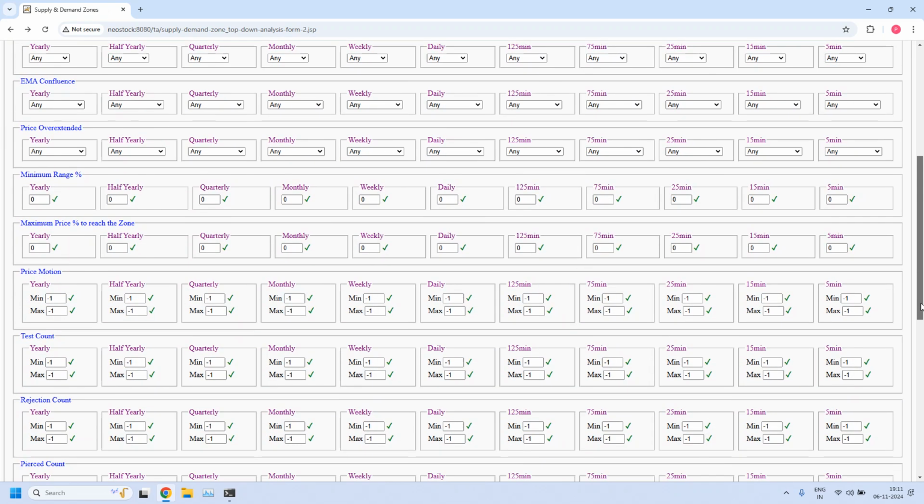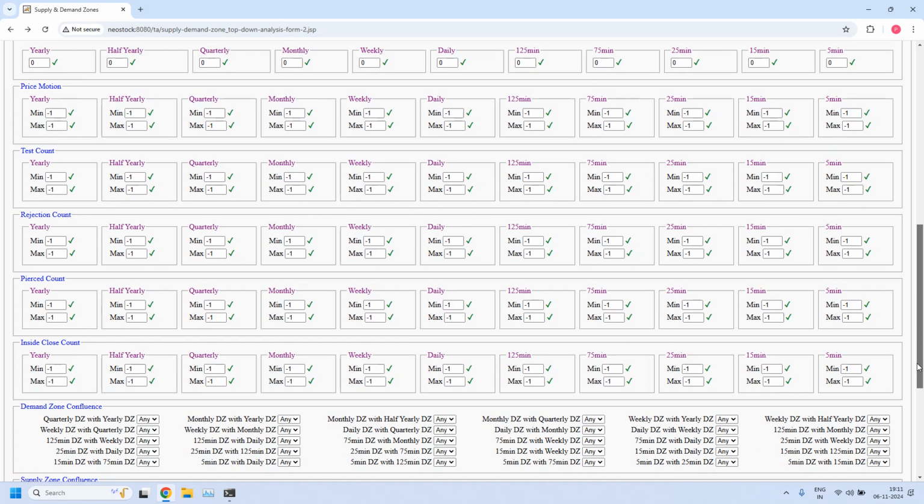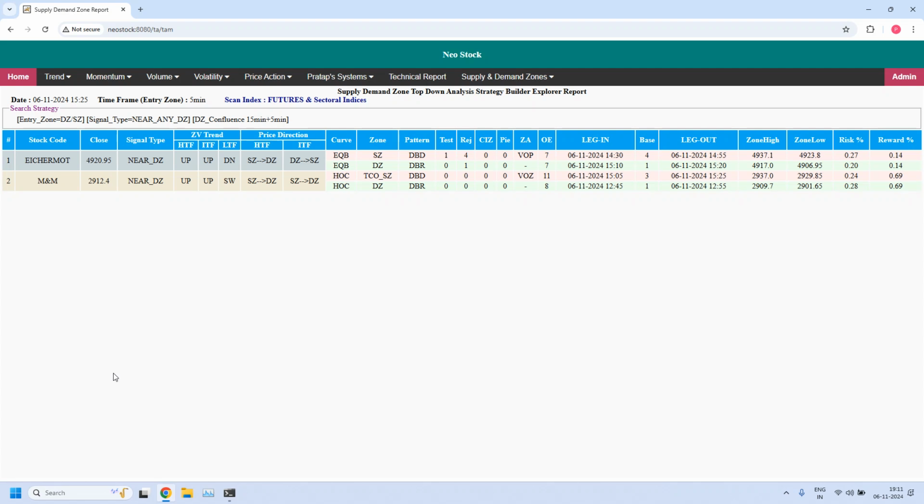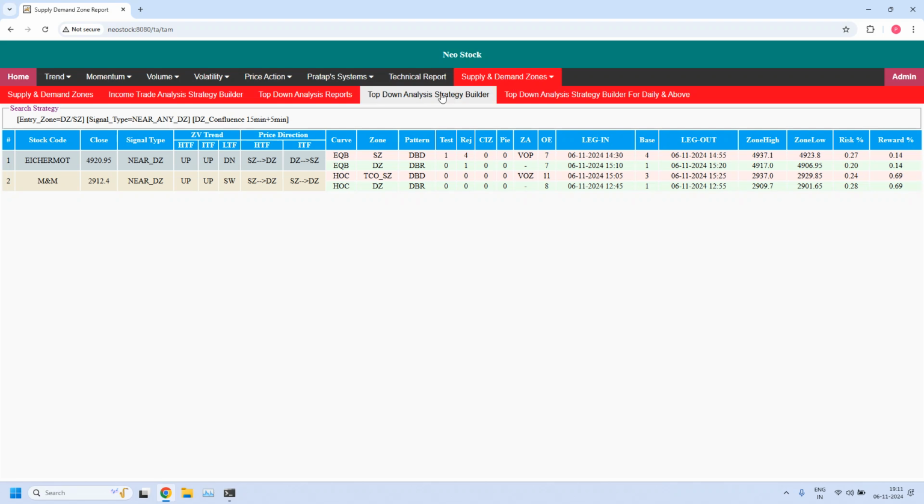That is, 5 minutes demand zone with 15 minutes demand zone confluence. I am enabling the filter. With this filter, out of 7 stocks, we got 2 stocks. In these 2 stocks, the 5 minutes demand zone is part of the 15 minutes demand zone. Okay, next.